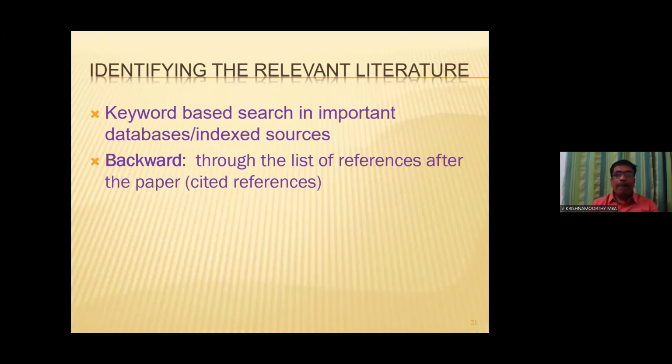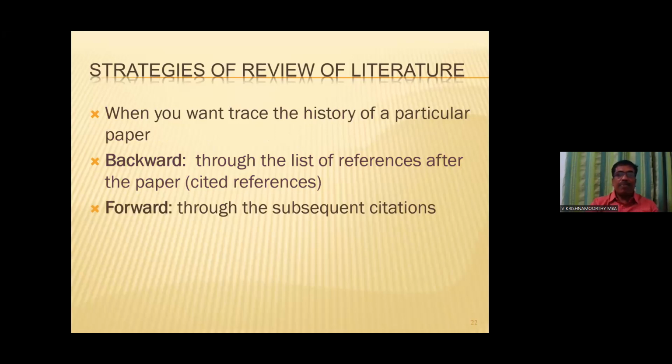Another important thing, backward. What is backward? If you take any research paper you have identified, at the end of the paper they will write some references. You take those references, copy them and paste them into Google or any other browser. You can also download the research paper. That is backward.